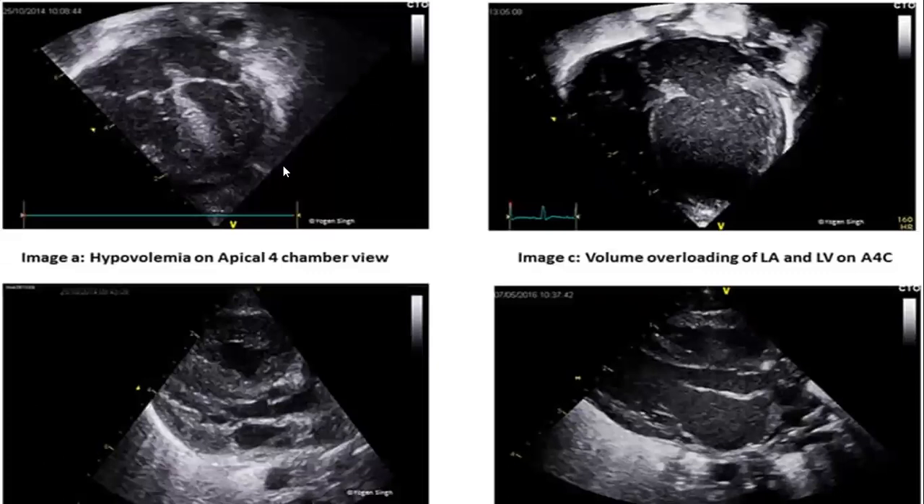How to assess the cardiac filling by eyeballing: in hypovolemia there will be contracted chambers, and in volume overload there will be dilated chambers. So this is the eyeballing way, a visual assessment of the chamber filling. And also in this view, you can see how much the left ventricle is compromised, with very, very low filling. And in overloading, we can see how much the left ventricle is dilated.